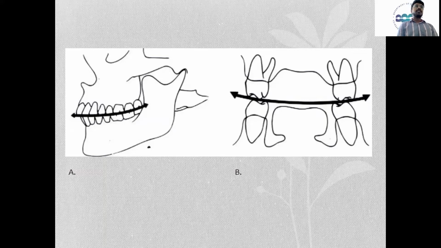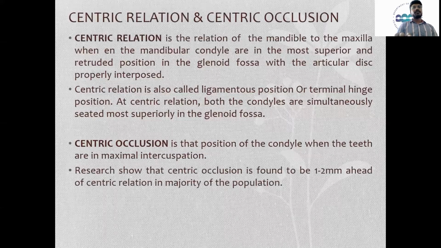And in picture A, we can see the curve of Spee extending from the incisal edges, cuspal tips of premolars, through the cuspal tips of molars. When that curve is extended, it passes through the mandibular condyles. And approximately, we get a circle of diameter about 4 inches.